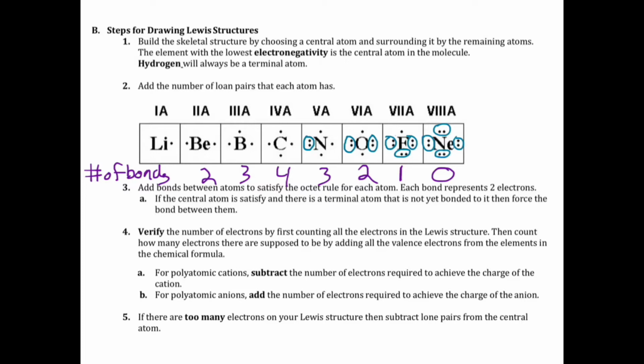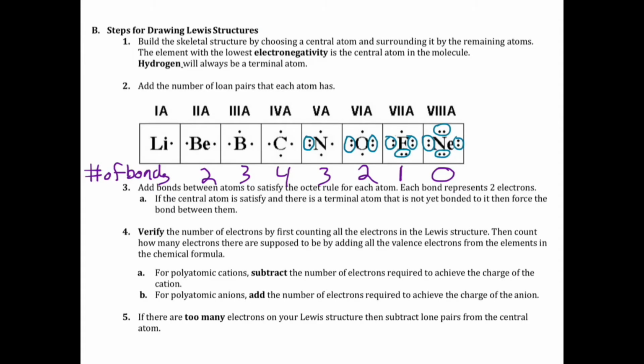Usually the element with the lowest electronegativity will typically be the central atom. Hydrogen, however, will always be a terminal atom, which means that it's going to be bonded to the central atom. But the way I look at it, the central atom is typically going to be the one that you have the fewest number of. What do you have the fewest number of? Well, carbon. Another way of thinking about it is that it's typically the one that makes the most bonds. Which one of these makes the most bonds? Carbon makes 4 bonds.